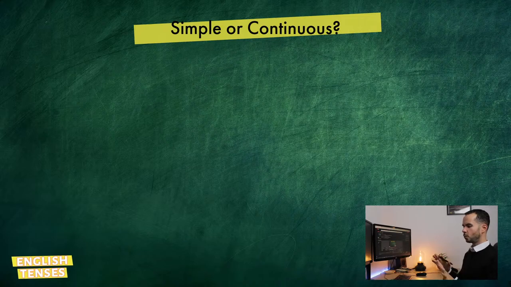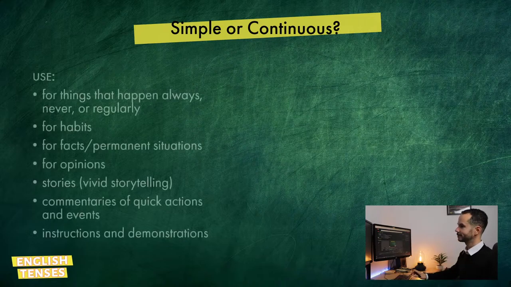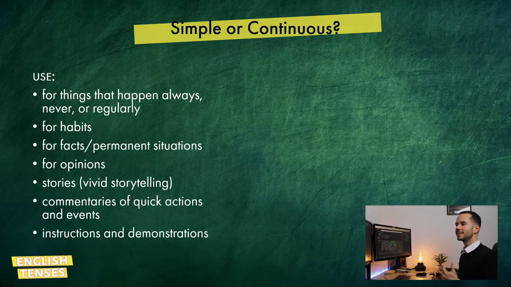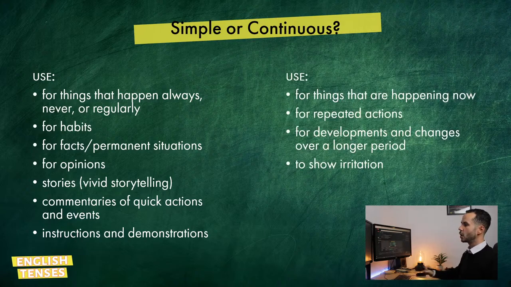So what should we use? Should we use present simple or should we use present continuous? Let's check it out. Again, we use present simple for things that happen always, never, or regularly, for habits, for facts and permanent situations, for opinions, for stories, for commentaries of quick actions and events, and for instructions and demonstrations. We use present continuous for things that are happening now, repeated actions, developments and changes over a longer period, and to show irritation.